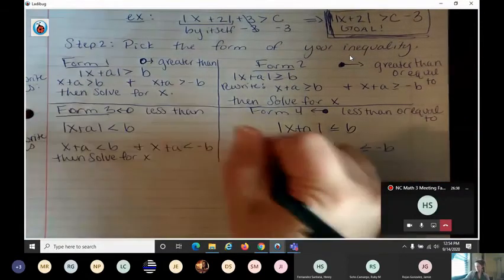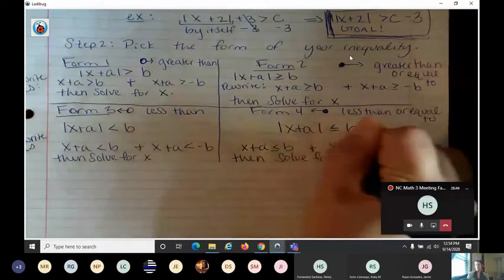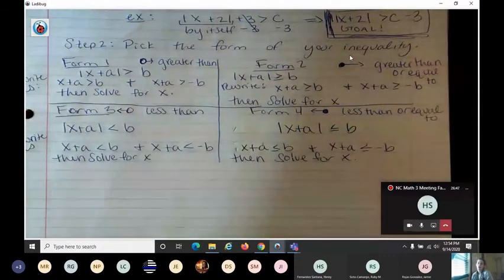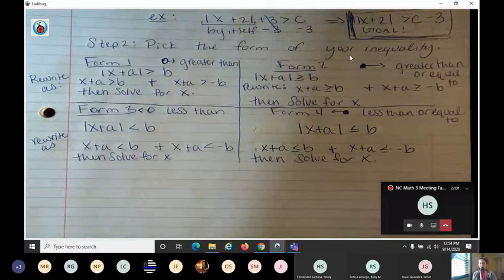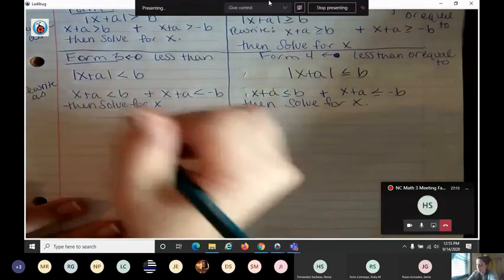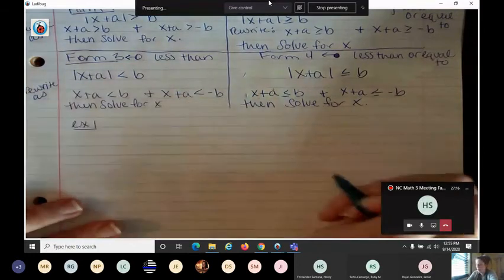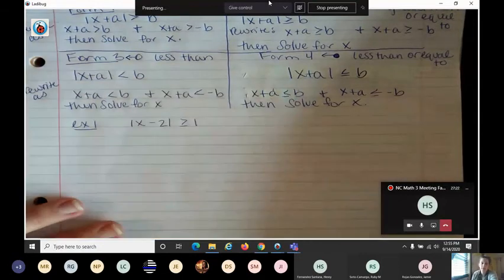Okay, and the last step, just like all the others, is to solve for x. Okay, and we'll do examples together. So, all right, what questions do you guys have so far? Okay, if there are no questions, we're going to go ahead and start doing examples. Okay. So example 1, I'm going to have the absolute value of x minus 2 is greater than or equal to 1.